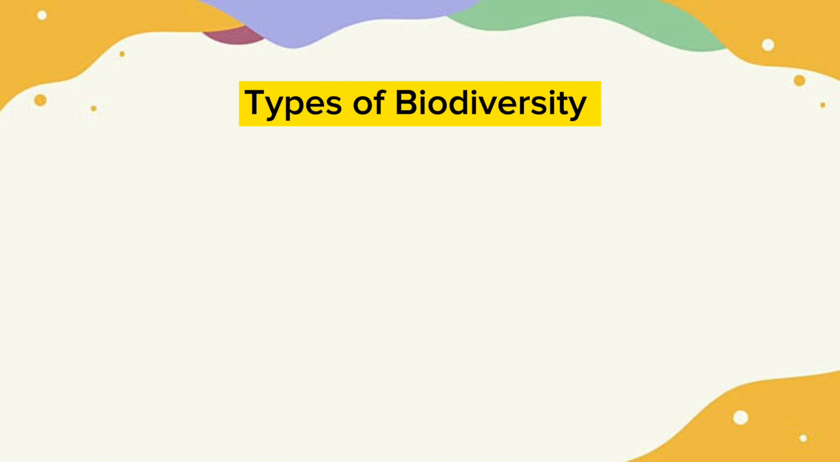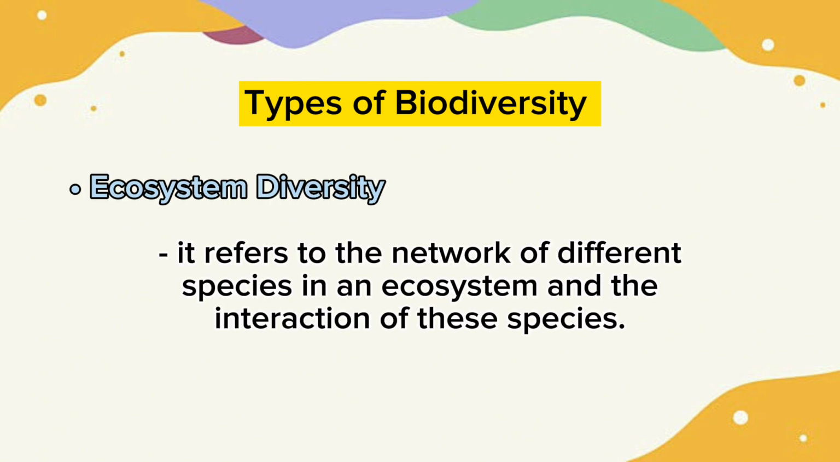So let's proceed to ecosystem diversity. Ecosystem diversity refers to the network of different species in an ecosystem and the interaction of these species. Ecosystems are all of the animals, plants, bacteria, and fungi as well as the physical components of the area. An ecosystem is defined as a biological community that includes all living things, interacting in a certain area or region with non-living things such as the weather, climate, temperature, soil, air, and atmosphere among others.